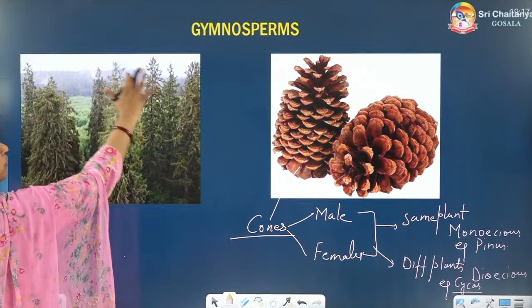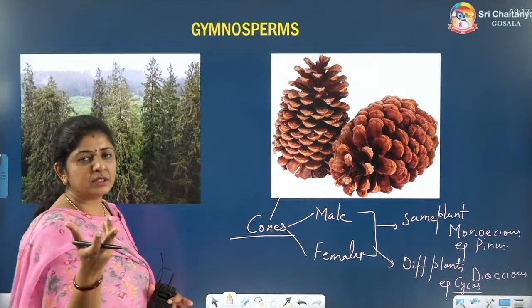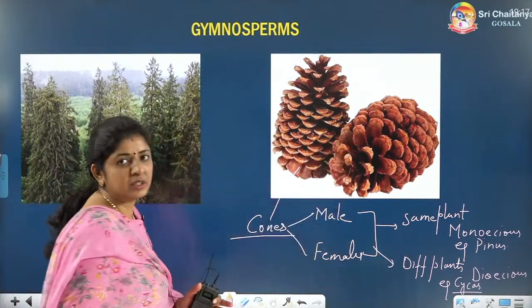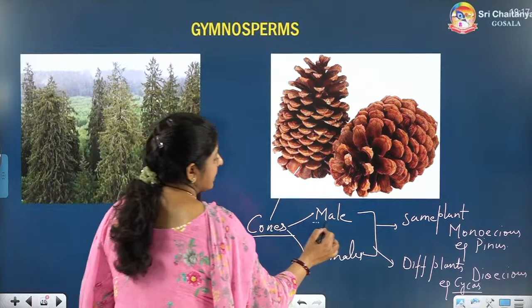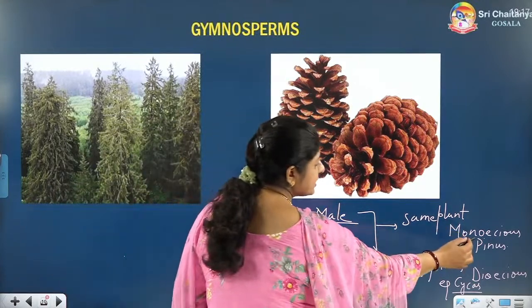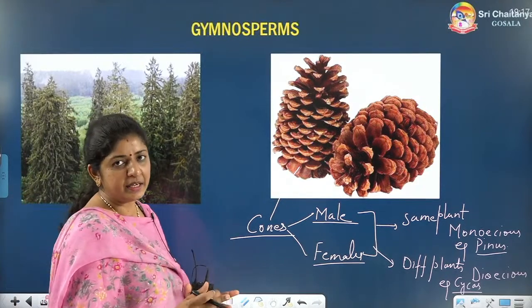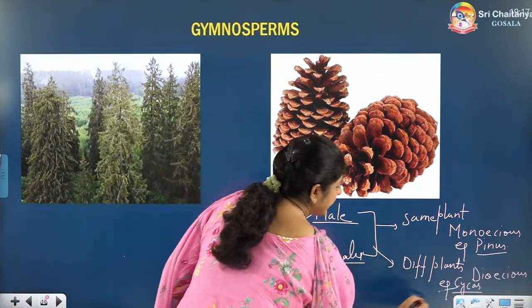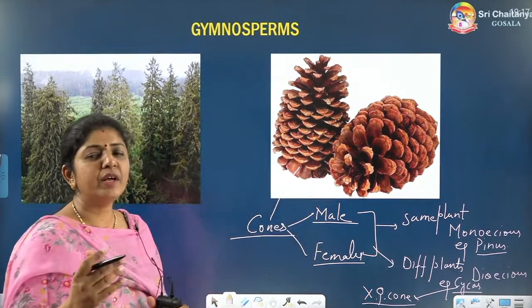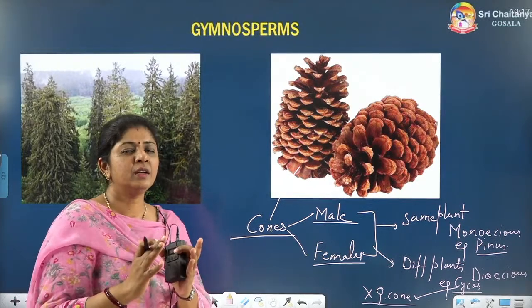I repeat, the sporophyte of Gymnosperms will be like this. Instead of flowers, as in Angiosperms, in Gymnosperms you will find cones. The cones can be male or female. If male and female are on the same plant, that is the monoecious condition, for example Pinus. On different plants, the dioecious condition, the example is Cycas. But keep in mind, in Cycas they are not forming female cones, only megasporophylls carrying the sporangia. Fine, we are not going into that part here.